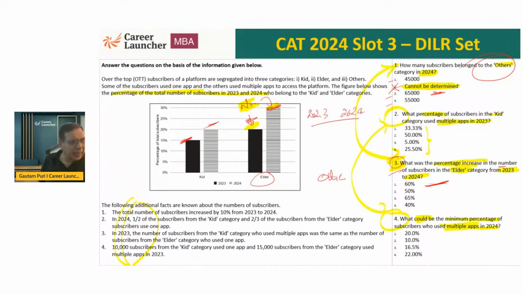So what is the first thing to do? First we'll do 1 and 3, we'll finish off the task of numbers. Then we'll go to 2 and 4 and take care of the multiple apps also. Okay, great. So this is the thing.